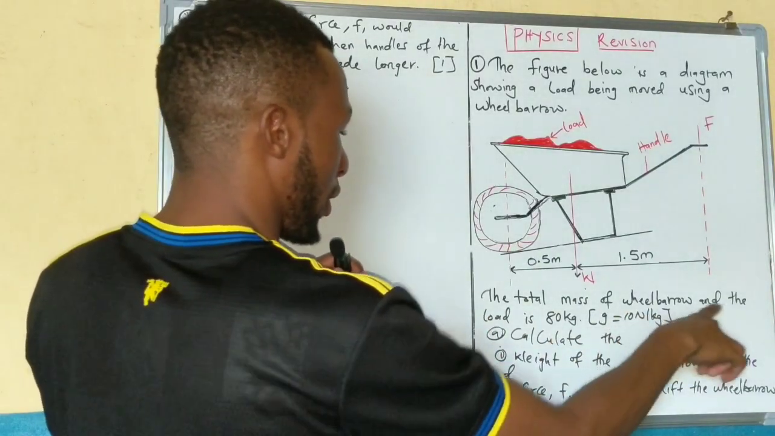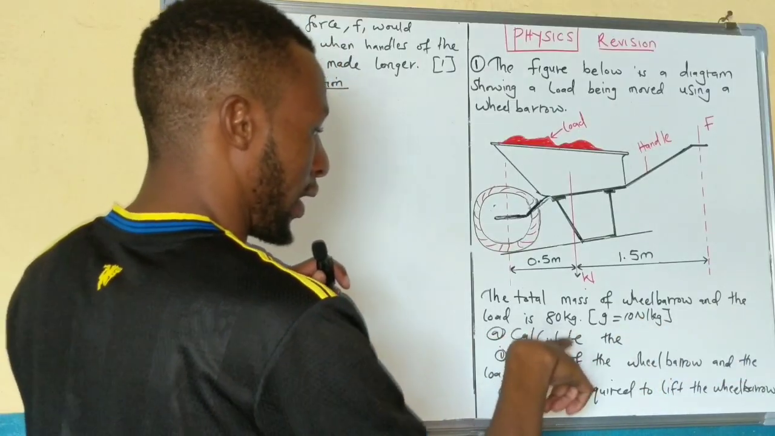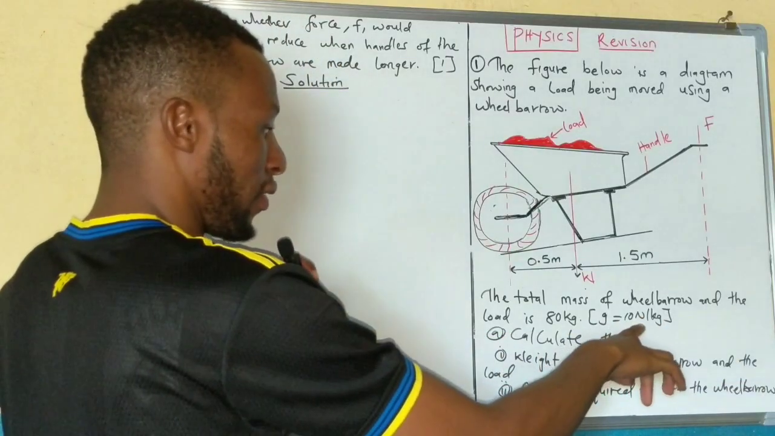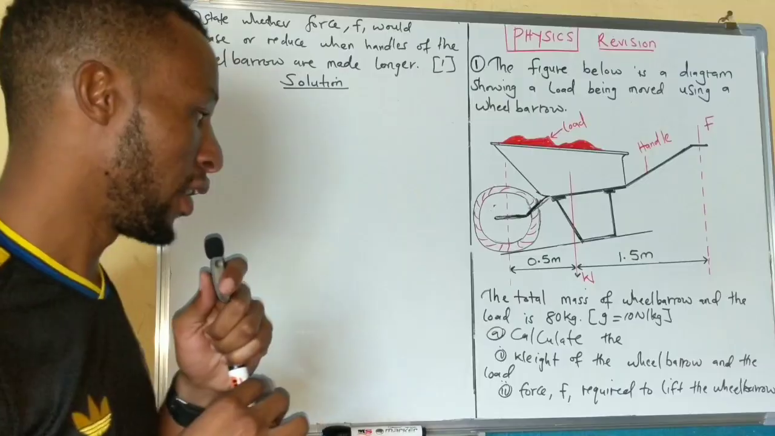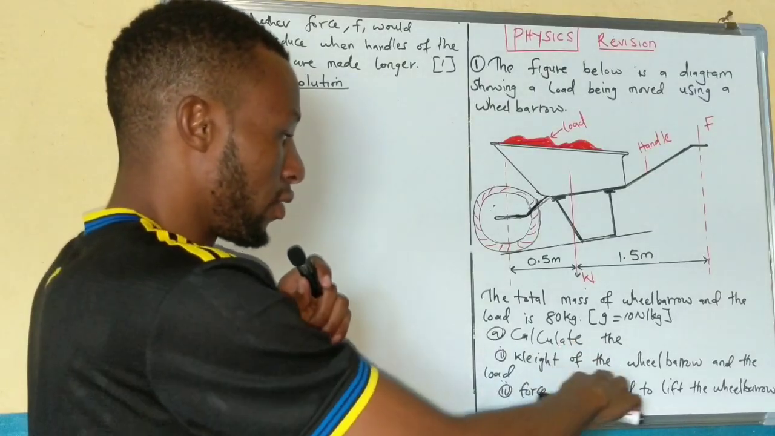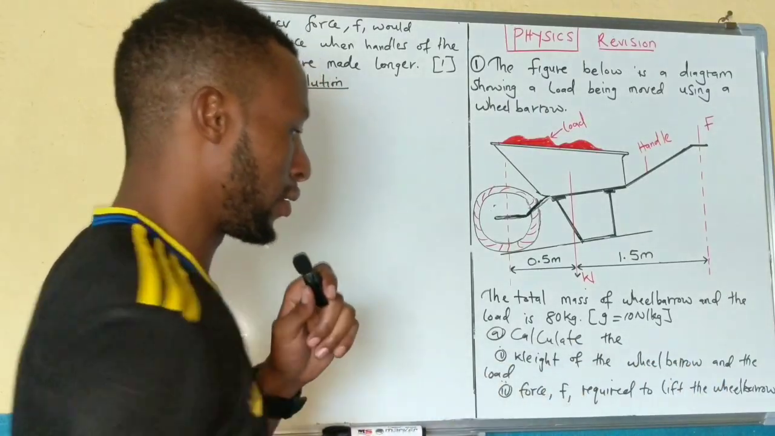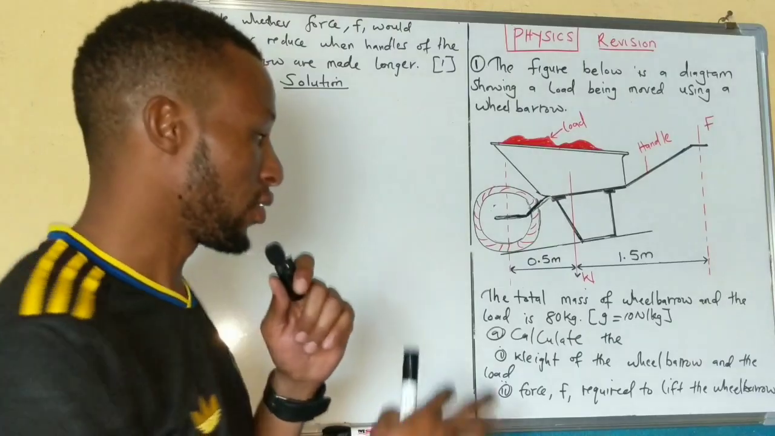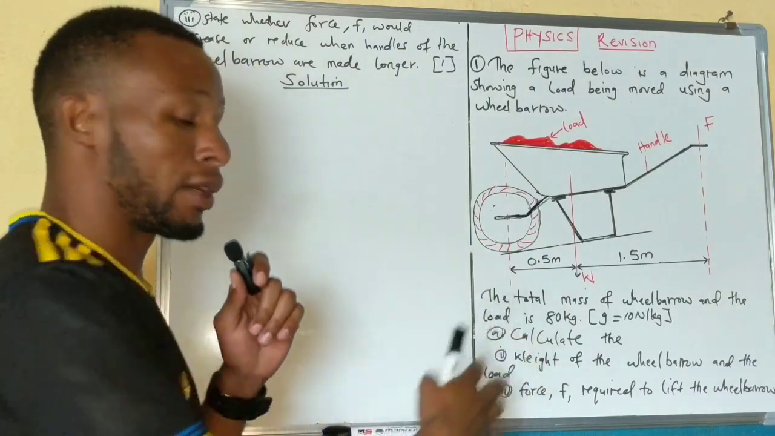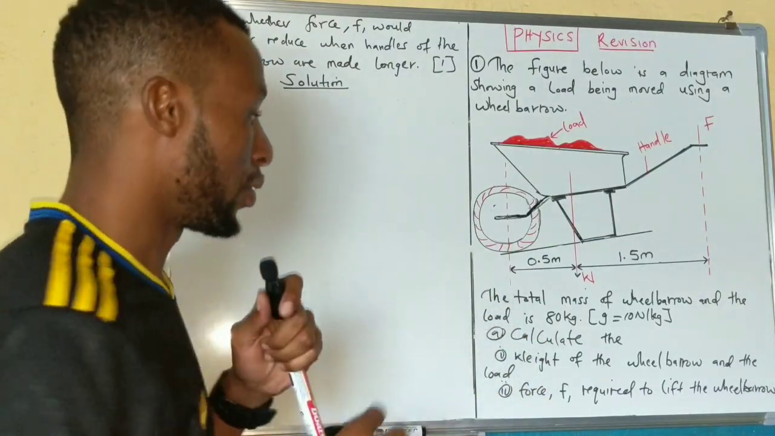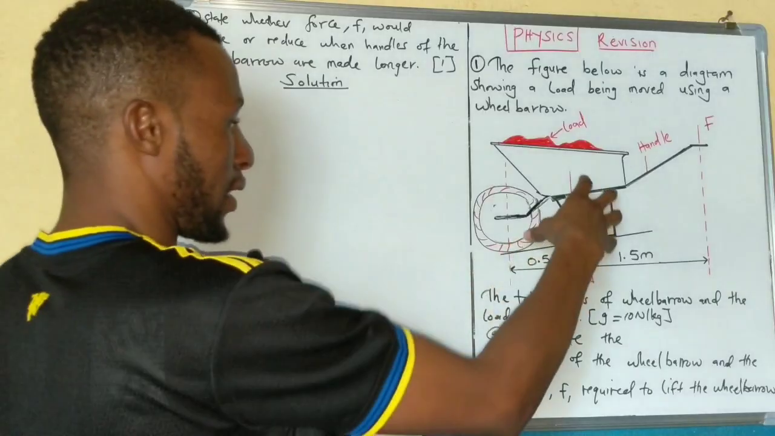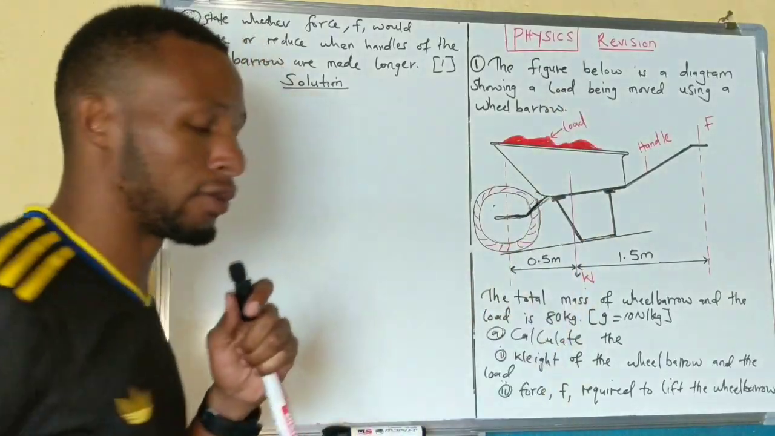The total mass of the wheelbarrow and the load is 80 kg. Okay, take gravity as 10 Newton per kg. And they're saying calculate the weight of the wheelbarrow and the load. Okay, so for us to be able to calculate the weight of the wheelbarrow and the load in this case, we need to know the mass that has been given for the load and the wheelbarrow.